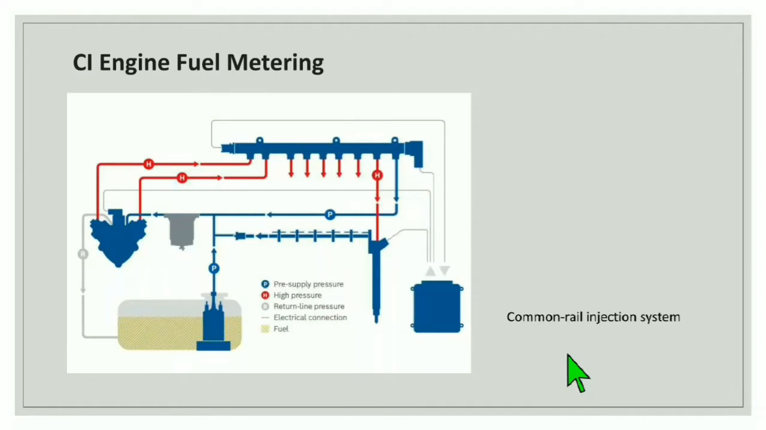This is a schematic of a common rail injection system, where you can see different colors indicating different things. The blue color indicates pre-supply pressure, the red color indicates high pressure, the blackish color indicates return line pressure, and the yellow color indicates fuel. These lines indicate electrical connections. All these things are shown in this figure, which is a common rail injection system.